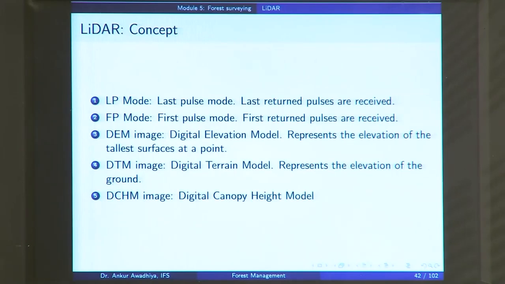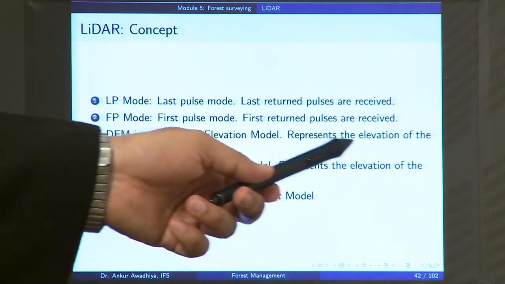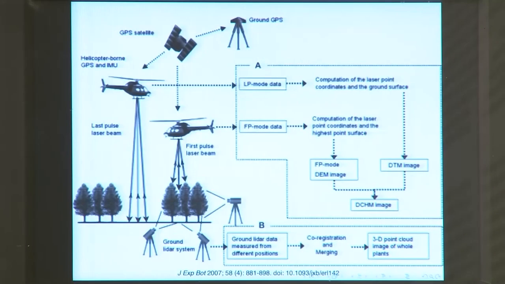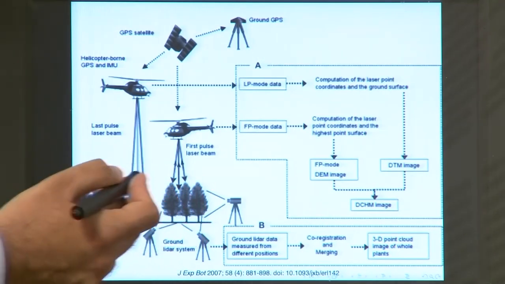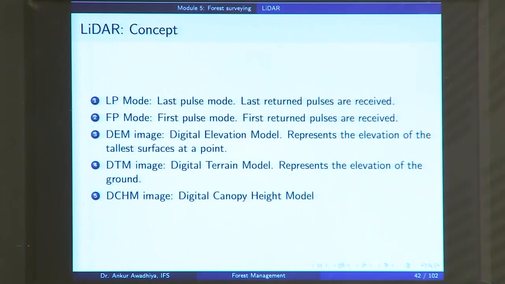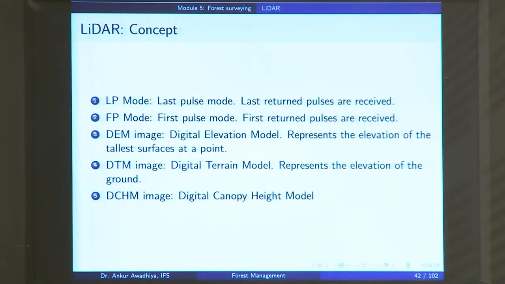Now, in this case, you can construct two different sorts of surfaces. One is the DEM image. DEM is the digital elevation model. It represents the elevation of the tallest surfaces at a point. So, in this case, you are measuring this surface, and when you construct the whole surface, it will give you the DEM. Next, you have the DTM or the digital terrain model, which represents the elevation of the ground. So, in this case, you are measuring where your ground surface is. And using both of these, you can subtract the DTM from the DEM, and you will get the digital canopy height model or the DCHM.